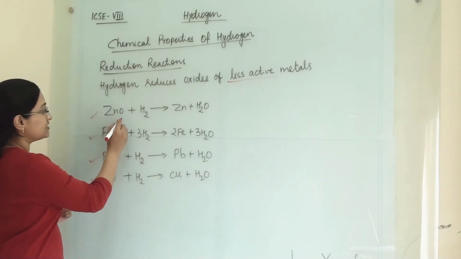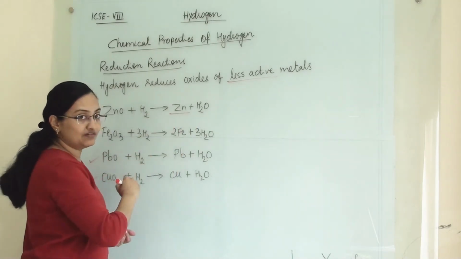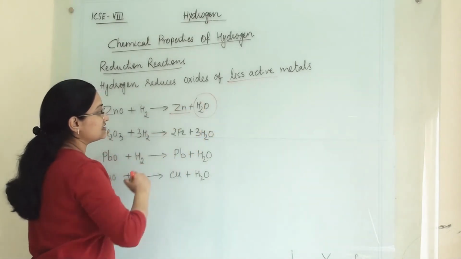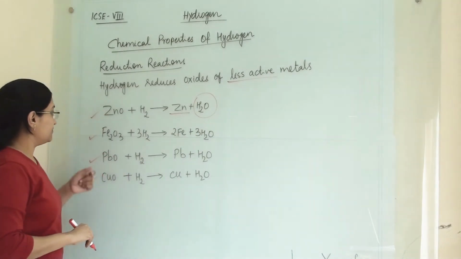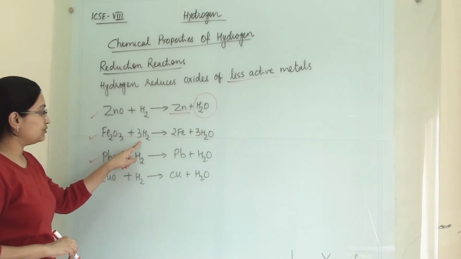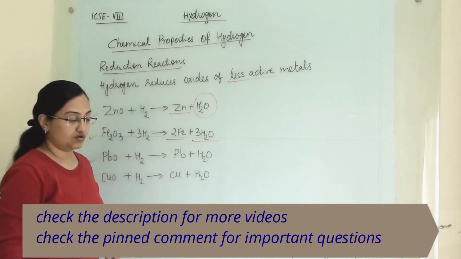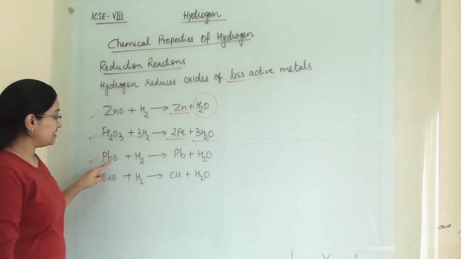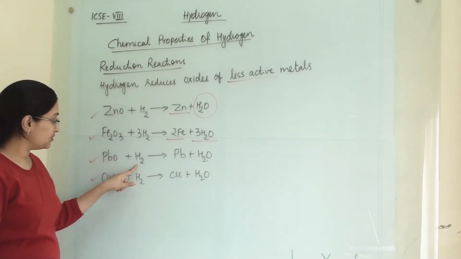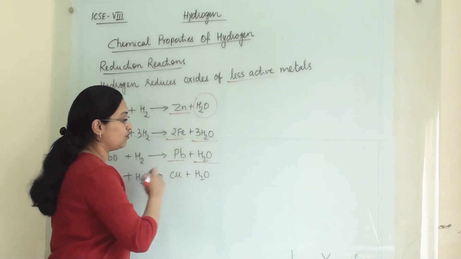When zinc oxide reacts with hydrogen, we get zinc metal and a water molecule. Then when iron oxide reacts with hydrogen, we get iron metal and a water molecule. When lead oxide reacts with hydrogen, we get lead and a water molecule.